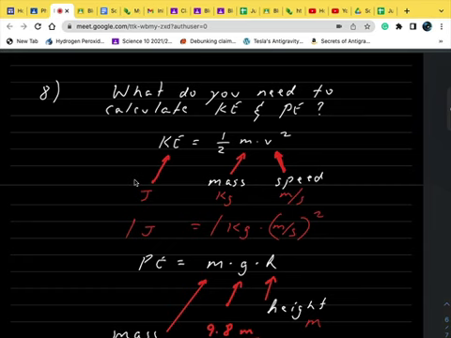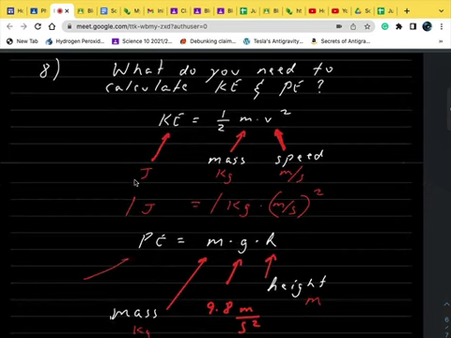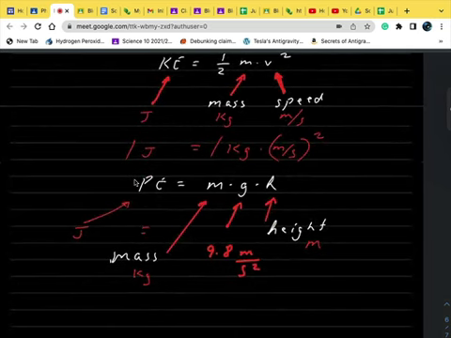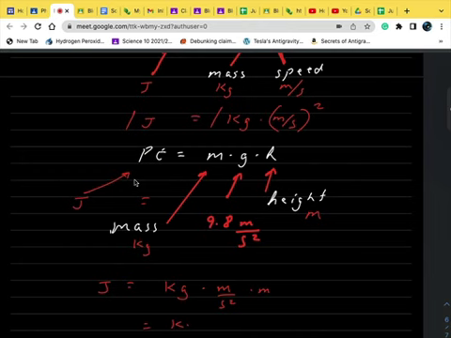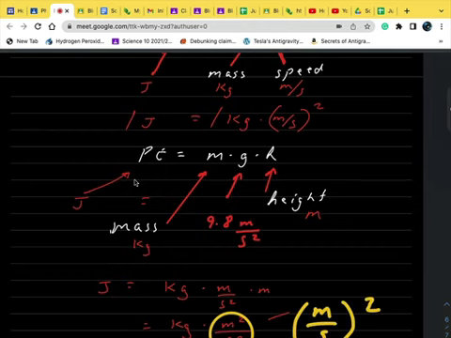Okay. And what's the unit for potential energy? Joules. So what do we have? This is all equal. So we have joules is equal to kilograms times meters per second squared times meters, which is just same as above. Kilograms times meters squared per second squared. That's just the same thing as meters per second all squared. Same thing.